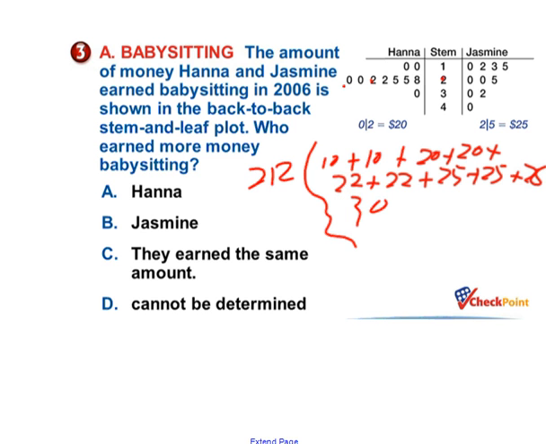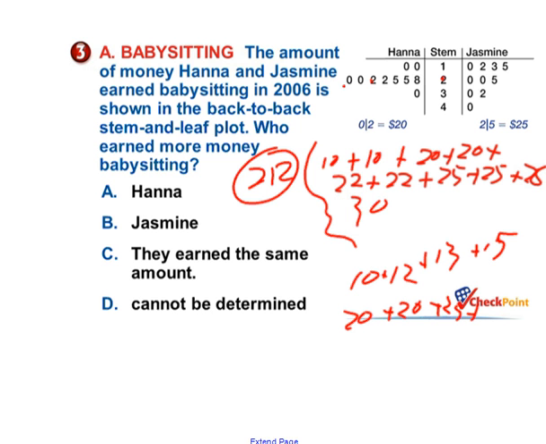If I add all of those up, I think she made $212. And if I do the same thing for Jasmine, she made 10, then 12, 13, and 15. She made 20 and 20 and 25 and 30 and 32 and $40. And if I add those all up, I find out she made $185.